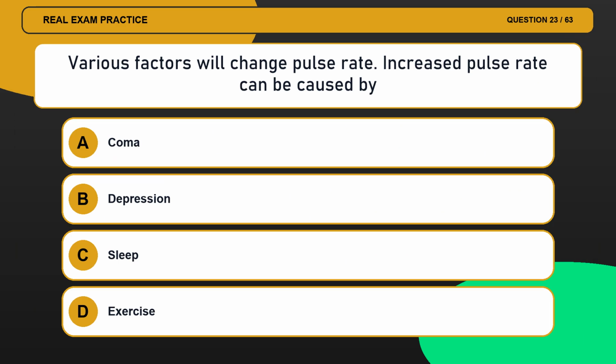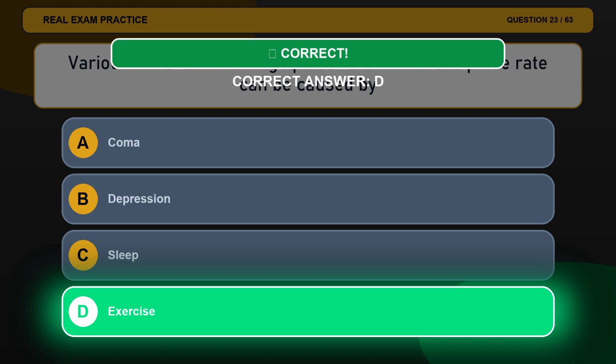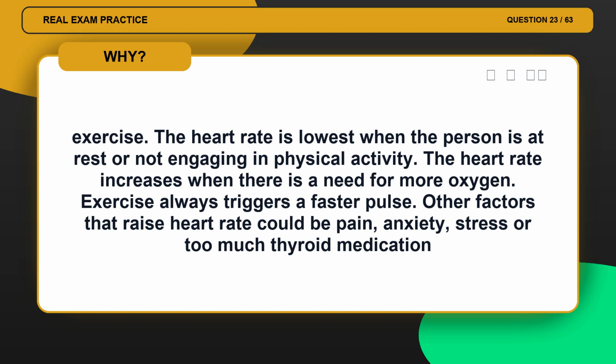Question 23. Various factors will change pulse rate. Increased pulse rate can be caused by: Option A. Coma. Option B. Depression. Option C. Sleep. Option D. Exercise. The correct answer is option D. Exercise. The heart rate is lowest when the person is at rest or not engaging in physical activity.